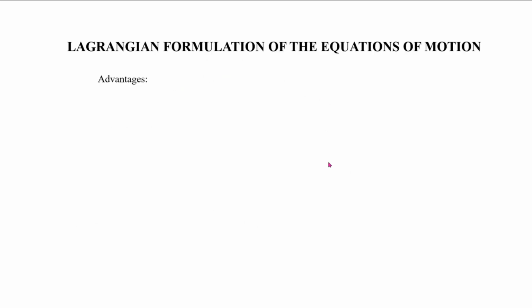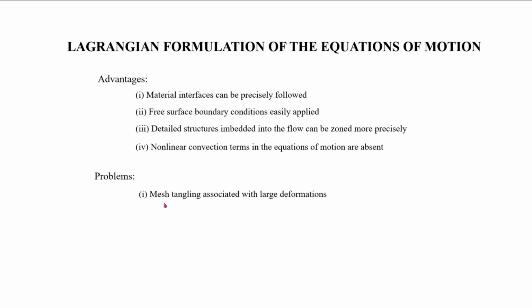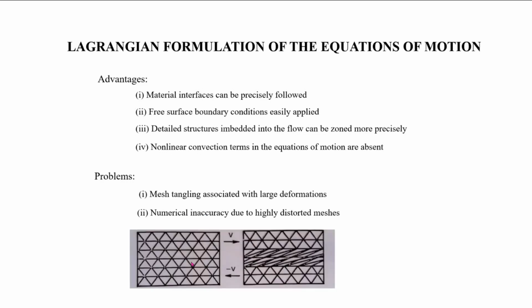So, Lagrangian methods, advantages: we know precisely where each mass element is, so we can follow material interfaces. Free surface boundary conditions are easily applied. Detailed structure embedded into the flow can be zoned more precisely. And nonlinear convection terms in the equations of motion are absent. We don't have nonlinearities. Problems: we have mesh tangling associated with large deformations and numerical inaccuracy due to highly distorted meshes. And this is an example.